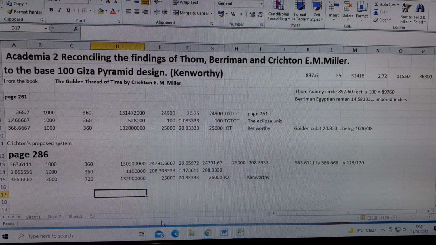I want to try and keep this video as short as possible. I'm looking at a book that I've recently purchased by Crichton. I hope that's the correct pronunciation, E.M. Miller. And this book is fairly well known. I think Crichton sold a lot of copies of it when it was first published in, I think it was, 2001.